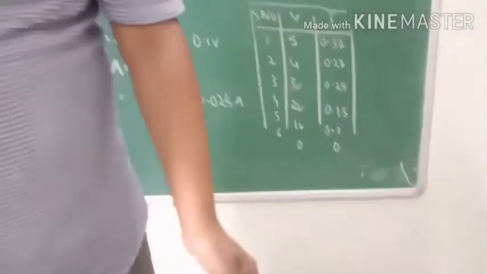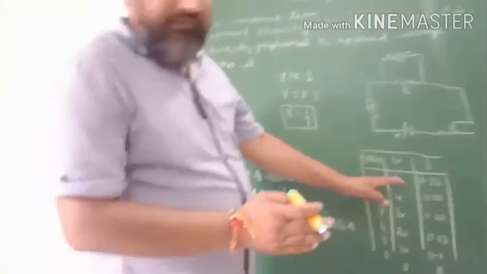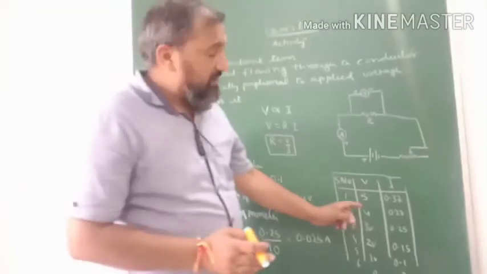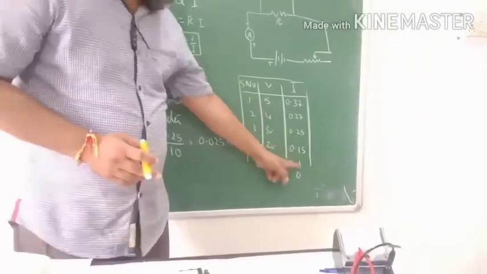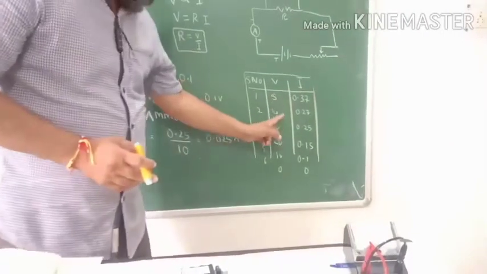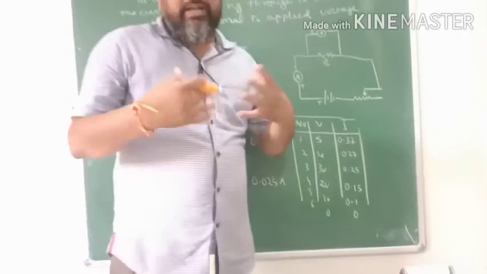This is a table we have developed. Now if we look at this, what we are looking at is, if the voltage is increasing, the current is also increasing. If voltage is decreasing, the current is also decreasing. Now we will try to plot on the graph.